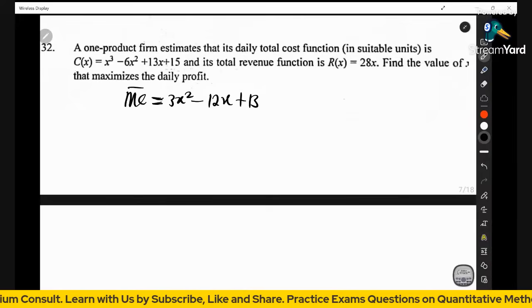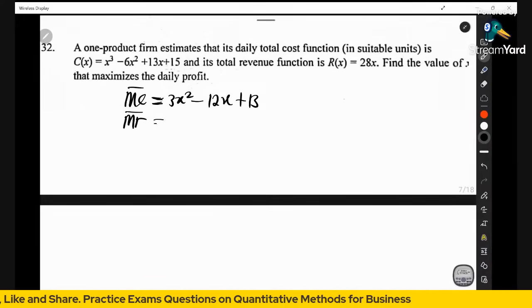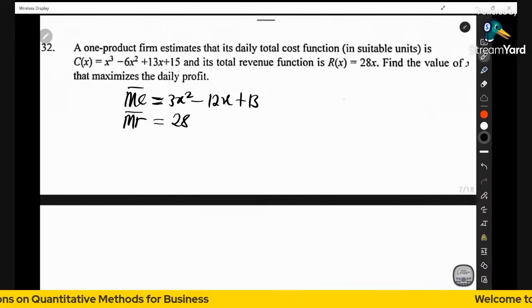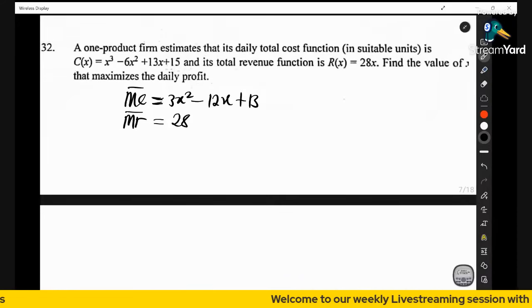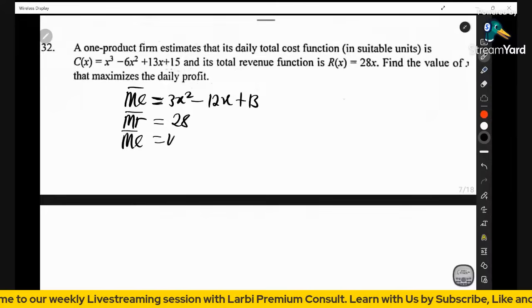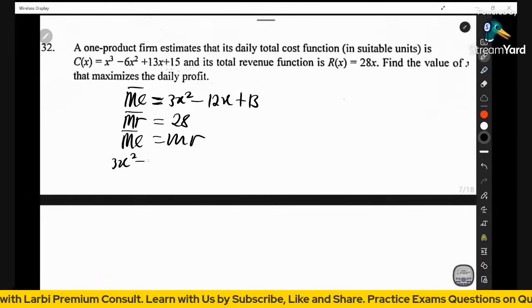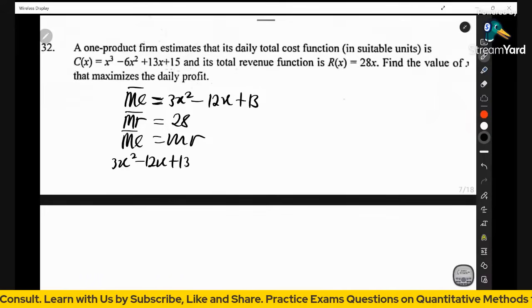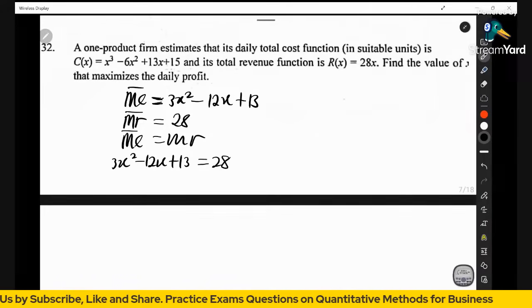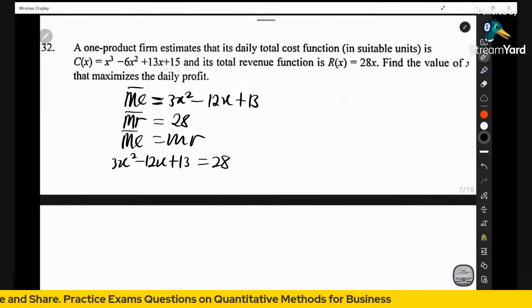That's the differential. And then our revenue function, being our marginal revenue, should be the first differential. So differential of 28s should fetch us 28. So we are saying that at the level where we want to maximize daily profit, our marginal revenue should be equal to our marginal cost. So at the end of the day, MC should be equal to MR. So we have 3s squared minus 12s plus 13, and that should be equal to 28.